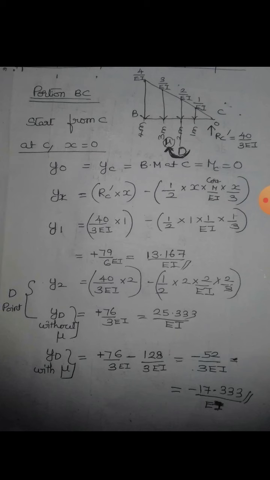So without mu, it is again RC dash 40 by 3 EI into 2 minus half into, at 2 meter, the value of m by EI is 2 by EI. So half into 2 into 2 by EI into 2 by 3. So we get 25.333 by EI. And with mu, you have to just consider mu. So this bending moment, upward positive, downward negative. And this moment mu is a hogging moment, so this is due to a downward load. So hogging moment, so minus. So 25.333 minus 128.3, you'll get 17.333. So two values. So without mu it is positive, with mu it is negative.